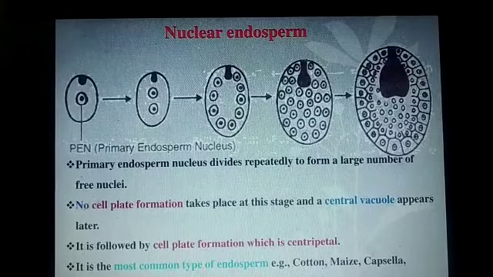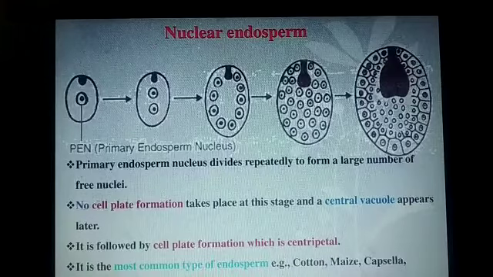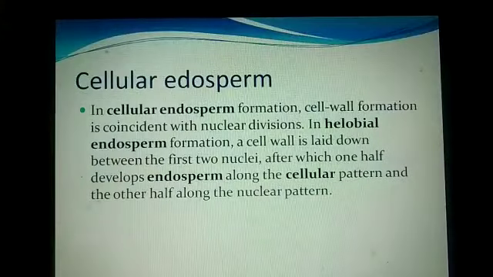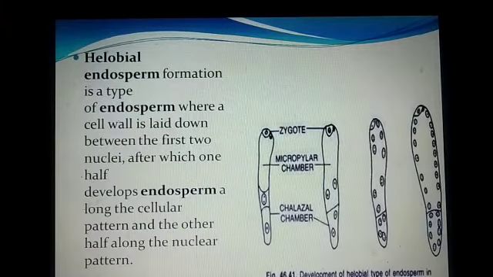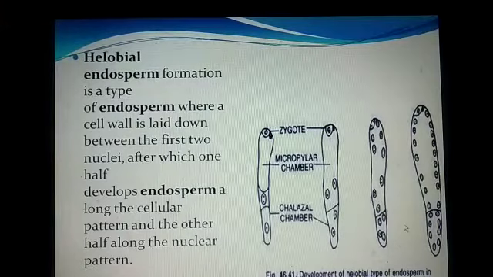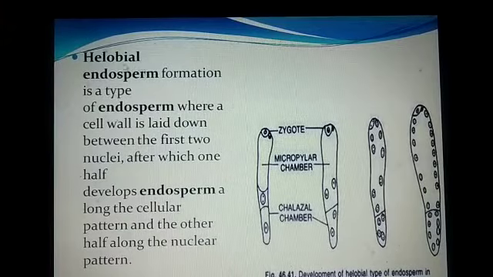Okay, that means in nuclear endosperm, the nucleus divides continuously but the cytoplasm does not divide. So there are free nuclei all over the cytoplasm because cell plate formation does not occur. And in cellular endosperm, the nucleus divides as well as the cytoplasm also divides. And in helobial endosperm, what happens? Firstly, here you see the nucleus divides into two, and one shows nuclear endosperm with free nuclei and the second one is cellular type. Okay, so this is a combination of nuclear as well as cellular.